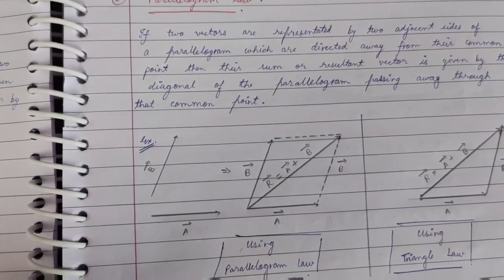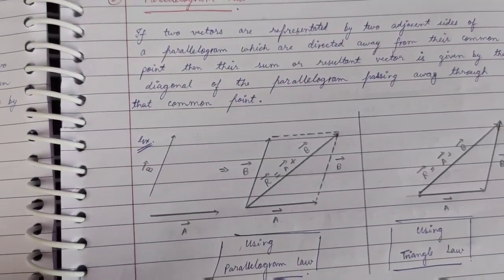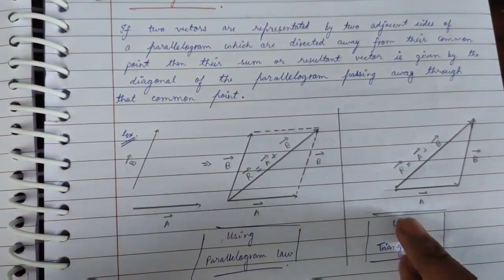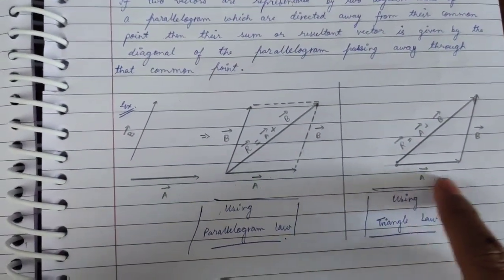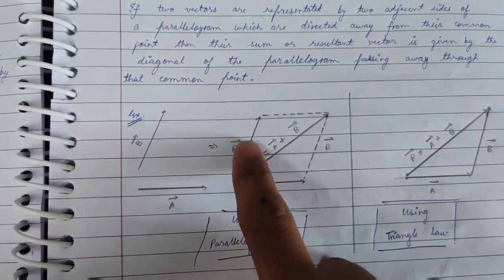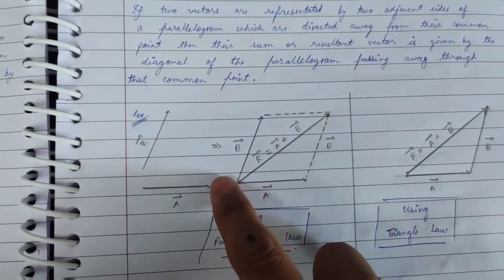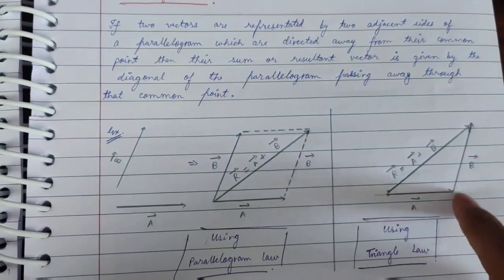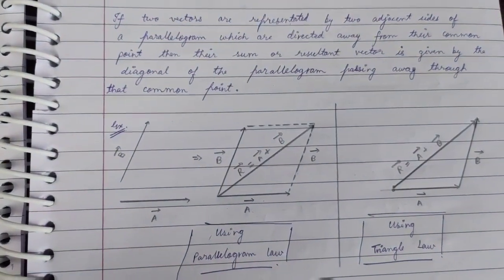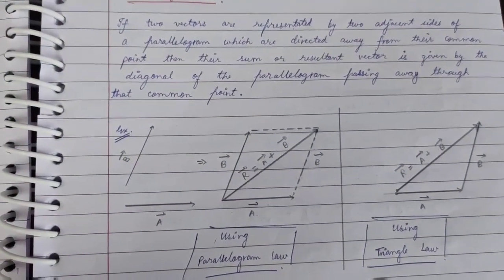Whether we use the triangle law or the parallelogram law, in both cases the answer will be the same. See here, we have taken vector A and vector B in the same order, like this. Now this is its head, this is its tail. The resultant vector is still the same. From both cases we are getting the same answer.